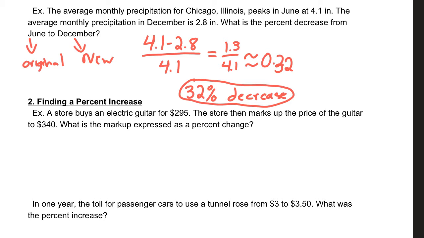So I take my original 4.1 minus my new value 2.8 is 1.3, and I divide it by my original value of 4.1. So I get roughly 0.32. That represents a 32% decrease. The average precipitation decreased from June to December.